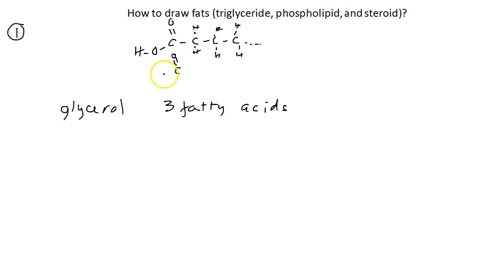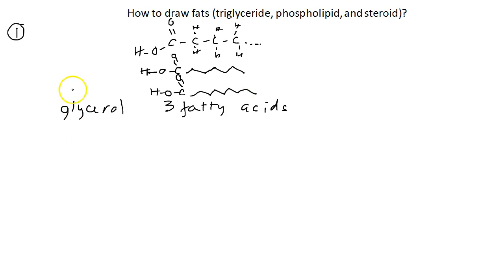instead of drawing a long chain of carbon, I can just draw the condensed structure like that. That means that there's a carbon here, here, here. So 1 fatty acid, 2 fatty acid. Now we've got the 3rd fatty acid with the carboxyl head and a long tail chain.